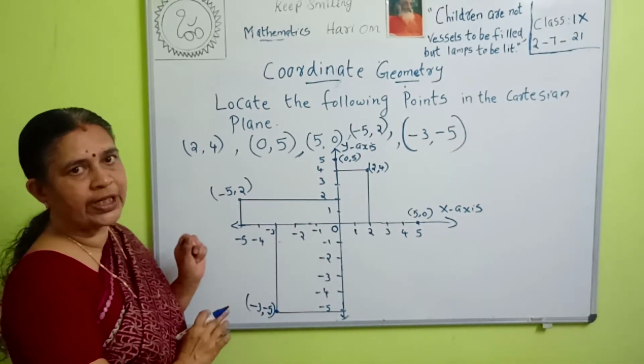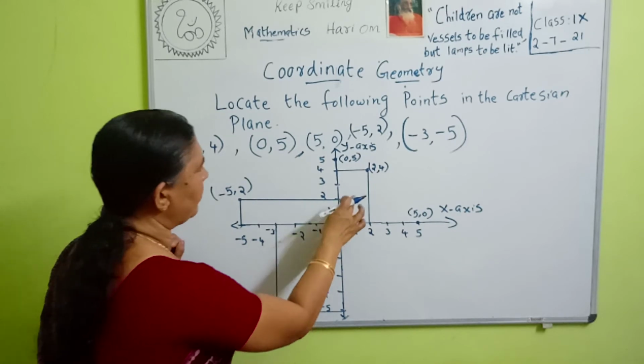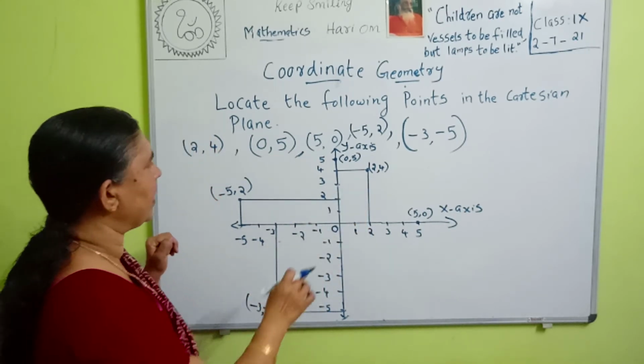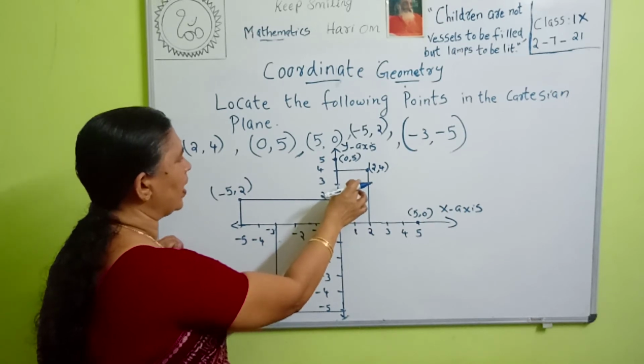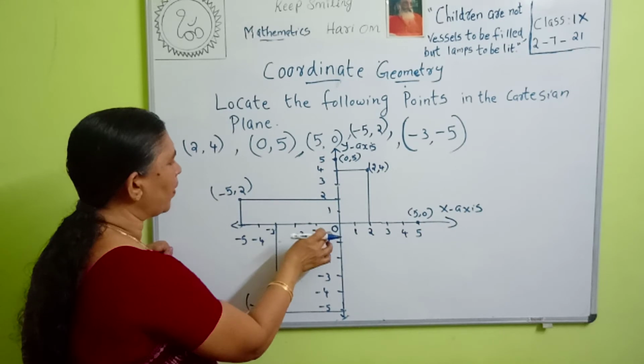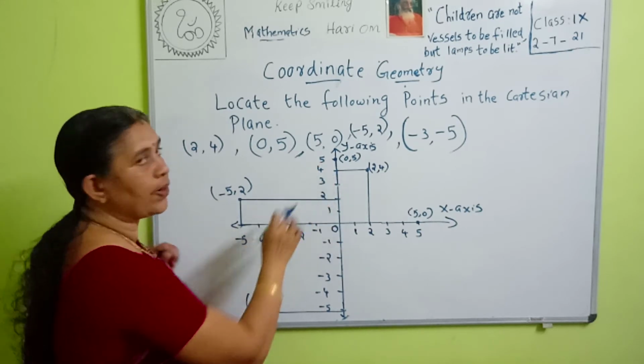So the first point is 2, 4. 2, 4 is in the first quadrant. Here the x coordinate is positive and y coordinate is positive. So 2, 4 lies in the first quadrant. The second point is 0, 5. X coordinate is 0 and y coordinate is 5.